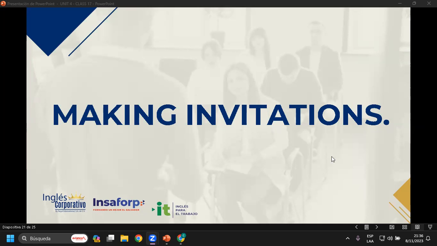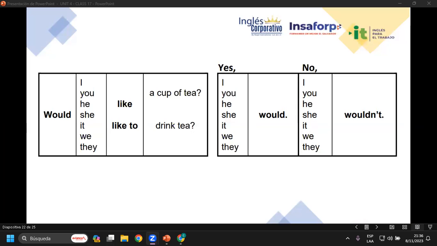Invitaciones. Exactly. Cuando queremos hacer invitaciones, vamos a usar el would like to. ¿Ok? Por ejemplo, imagínense que yo los quiero invitar a una taza de té. ¿Cómo se los preguntaría? Would you like a cup of tea? ¿Ok?